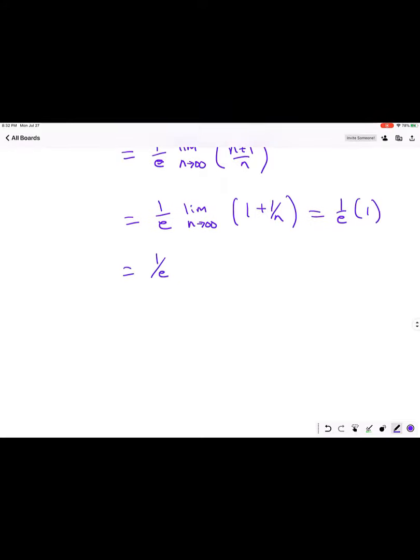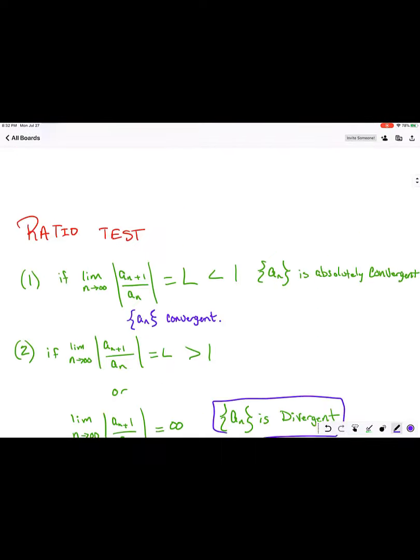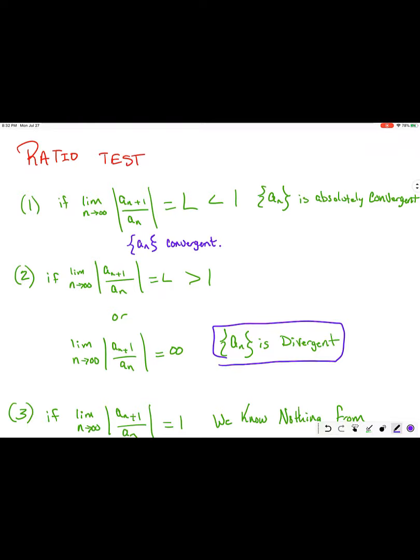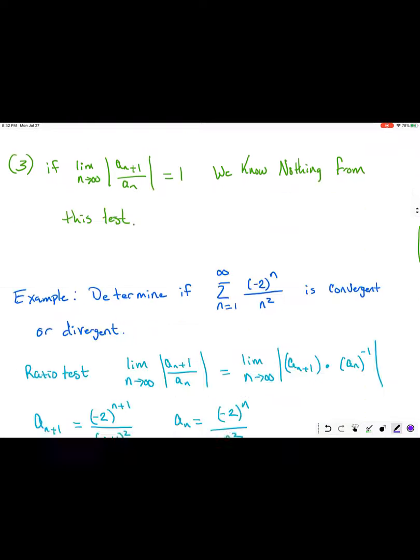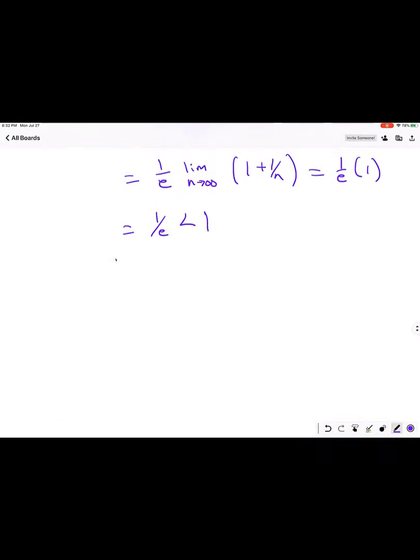And that's equal to 1 over e times 1. And 1 over e times 1 is the same as 1 over e. And that is certainly less than 1. It's less than 1. So from my test, if I have condition number 1, where my limit is less than 1, then it is absolutely convergent. So something that is absolutely convergent is convergent.